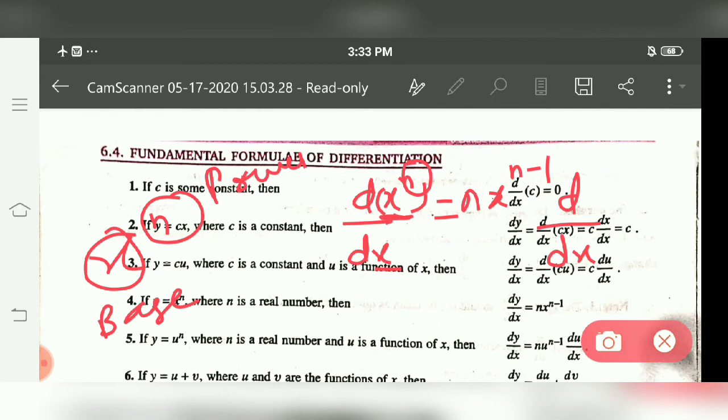First step, we have to take the power outside. Then second step, the base with power but 1 less, x^(n-1). And again d by dx of the base. The base is here x, so dx by dx gets cancelled, and we get the result n x raised to power n minus 1.